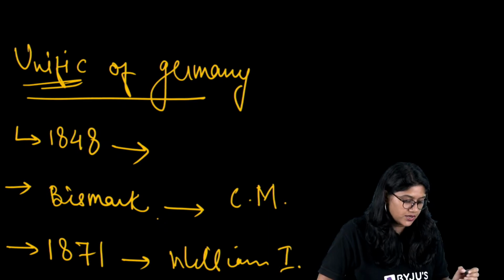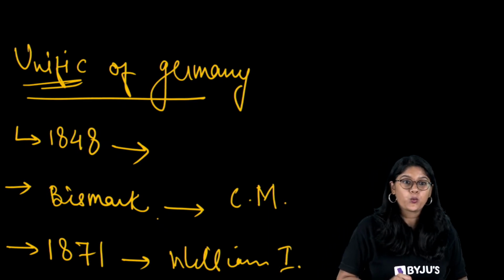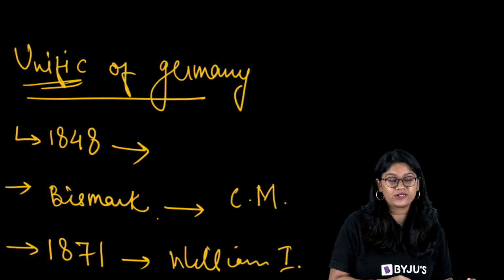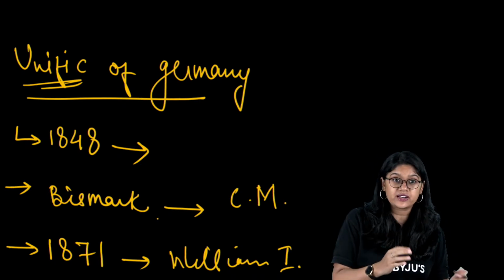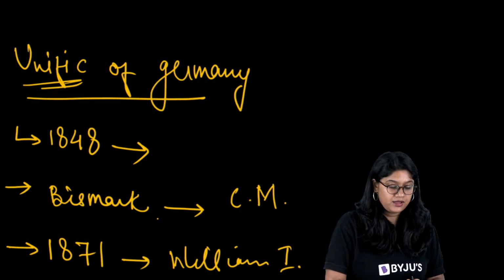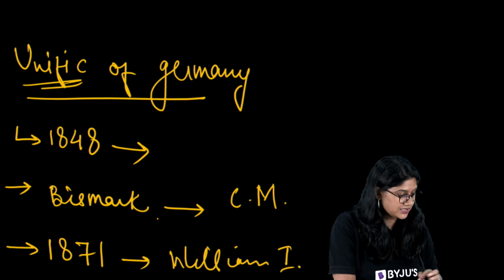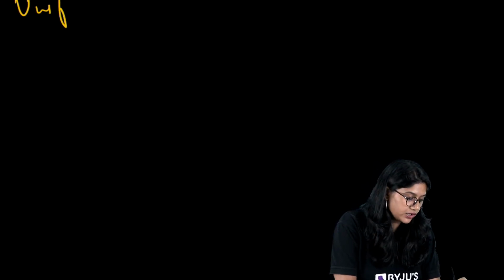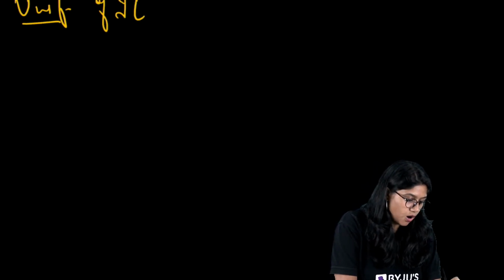William I became the king of the United Germany. That's what we have studied in the unification of Germany. Very good. Now, apart from that, we discussed the unification of Italy.